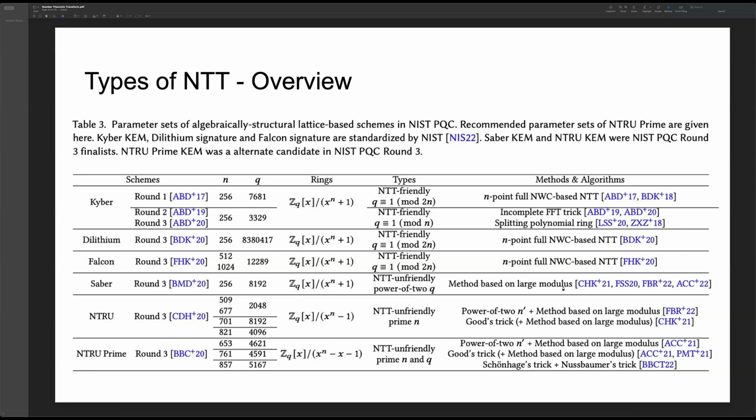And then for NTRU and NTRU Prime, there are similar troubles because they don't use NTT-friendly primes N and Q. You have to do some other tricks to apply NTT on them. But they're mostly based on similar tricks, where you pick a different N and then you apply NTT on the bigger domain, and then you try to reduce them again.